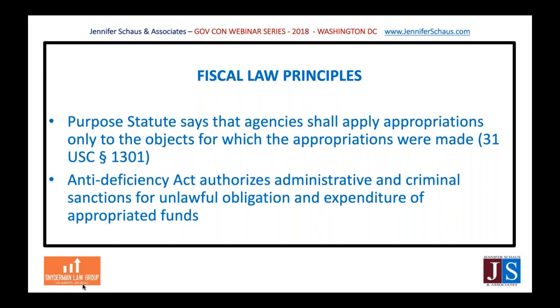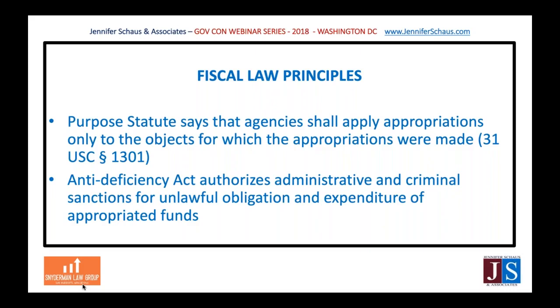There's another concept called the Anti-Deficiency Act. I didn't give you the cites here because the Anti-Deficiency Act runs across multiple citations. If you have questions on that, certainly give me a call after the conference. But the Anti-Deficiency Act authorizes administrative and criminal sanctions for unlawful obligation and expenditure of appropriated funds. So essentially, if you use funds for purposes other than what they were originally stated for, you could be in violation of the Anti-Deficiency Act.